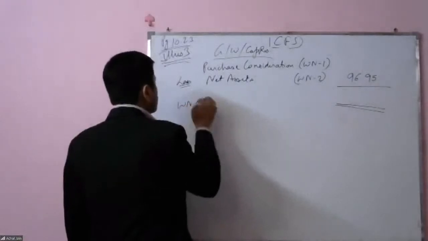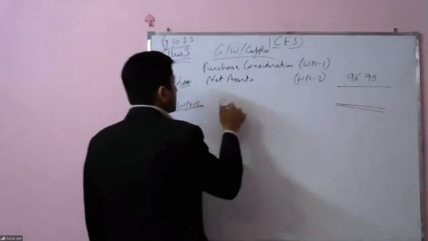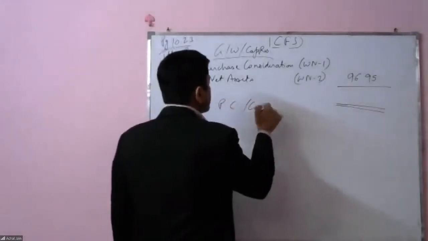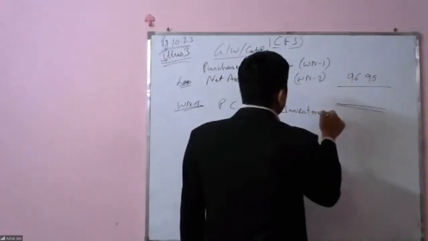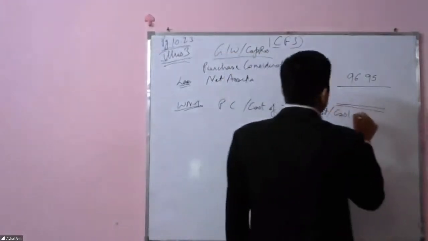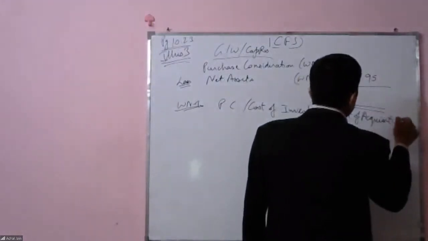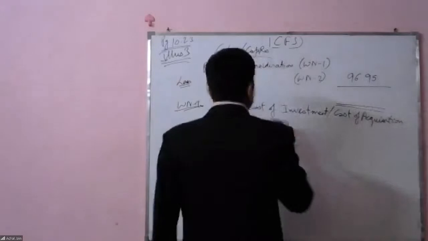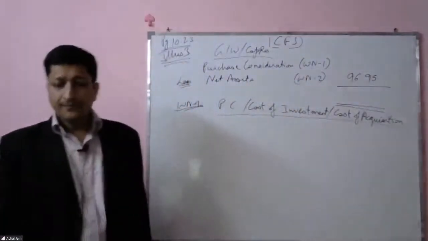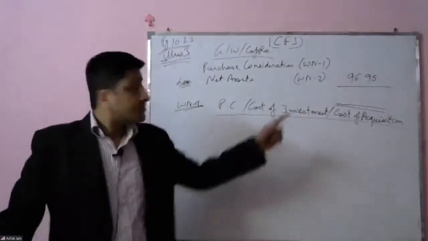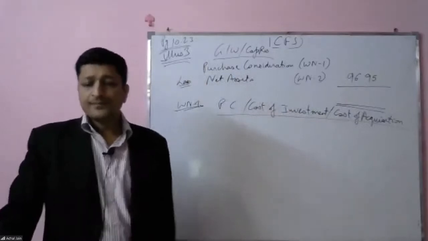Working note 1. So this is purchase consideration, or you can say cost of investment, or we can say cost of acquisition. So we can call it by different names. Alright. Vaishnavi has also solved this, and I think Vaishnavi is getting the same answer. Very good.